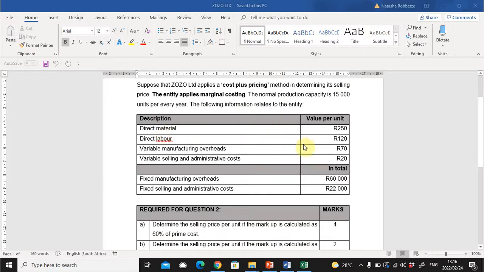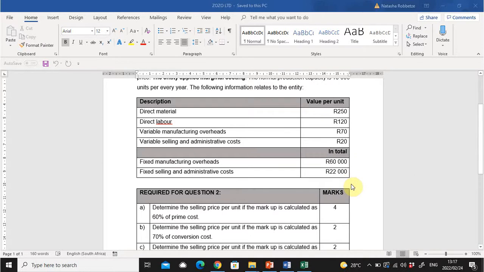For direct material, it's 250 Rand a unit. For direct labor, it's 120 Rand a unit. The variable manufacturing overheads are 70 Rand and the variable selling and admin costs are 20 Rand per unit. Then they've given us in total the fixed manufacturing overhead, which is 60,000, and then also the fixed selling and administrative costs, which amounted to 22,000 Rand.